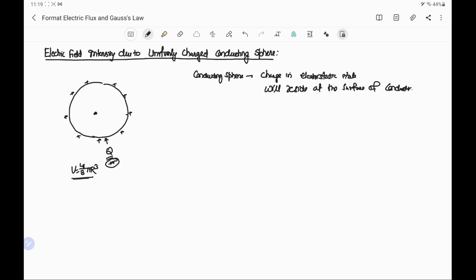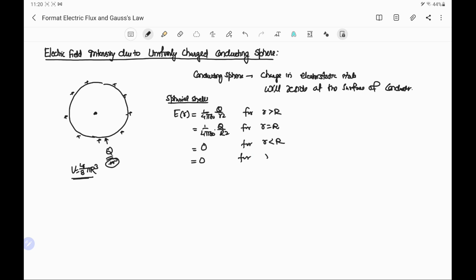On a spherical shell also, charge resides at the surface, and we found that for a spherical shell, electric field E(r) was 1 by 4 pi epsilon naught Q by r square for r greater than capital R. It was equal to 1 by 4 pi epsilon naught Q by R square for r equal to R, and it was 0 for r less than capital R, and also 0 for r equal to 0, that is the center. The same are applicable for the conducting sphere, and the same can be derived using the Gauss law.